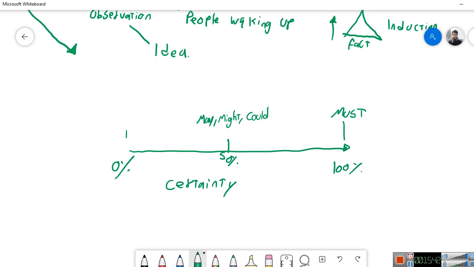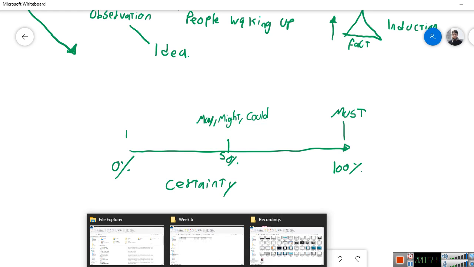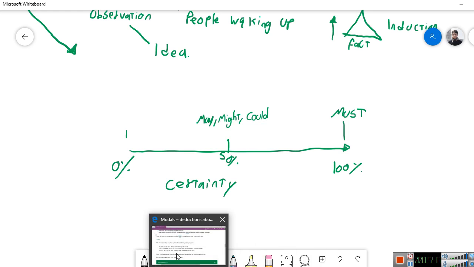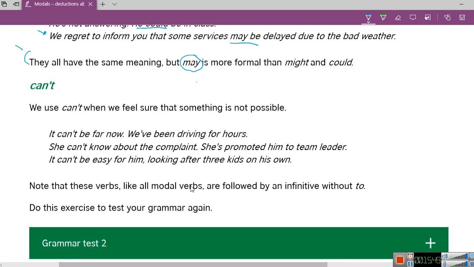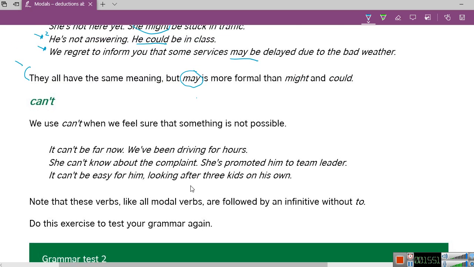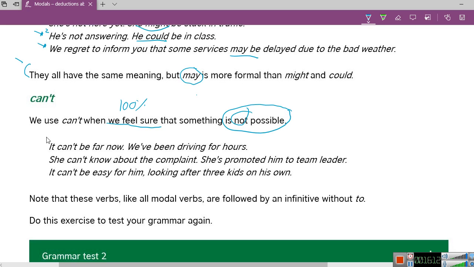Now let's continue with can't. It's right here. We use can't when we feel sure that something is not possible. So when we feel sure, that's again 100%, but as opposed to must, here we're sure that something is not possible. So let's look at some examples.